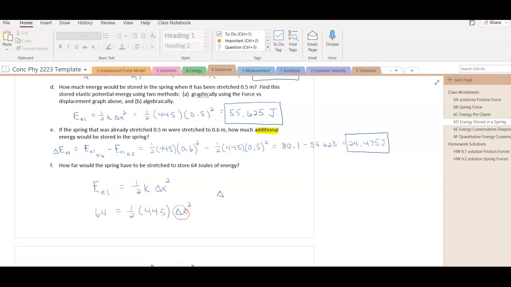So the displacement would be 64 divided by 1/2 and divided by 445. I'm just moving those to the other side. And I want displacement. I don't want displacement squared. So I have to take the square root of that. And so when I calculate, it would have to be 0.536 meters.